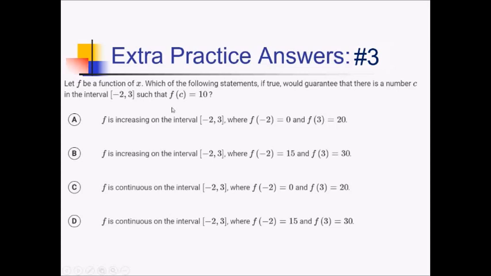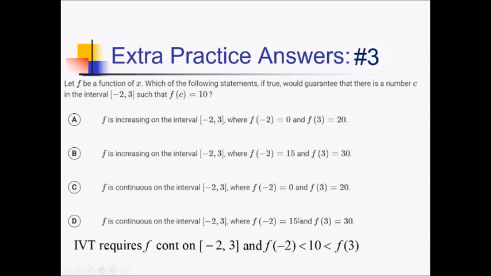The IVT guarantees that we'll be able to find this magic c value, provided two things. First off, our function needs to be continuous on -2 to 3, so that I'm guaranteed I go through all the y values from start to finish that are on that interval. So we need continuity on the closed interval, and we also need to make sure that the y value we're looking for, 10 in this case, is somewhere between the starting and ending y values. So in this case, between f of -2 and f of 3. If we meet these two conditions, IVT guarantees we'll find a place where y equals 10.